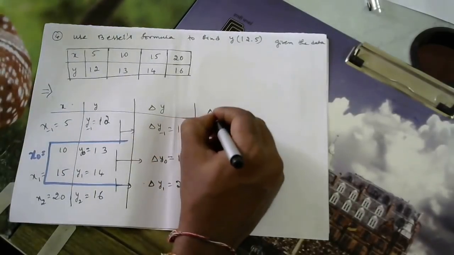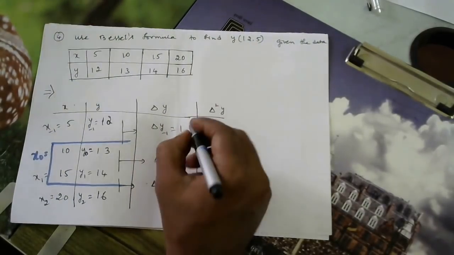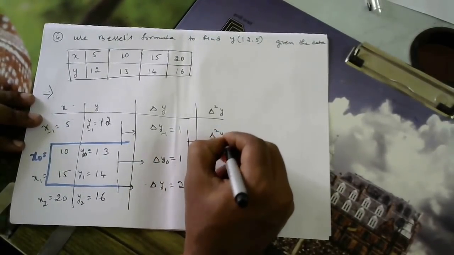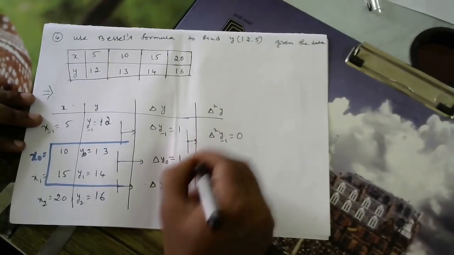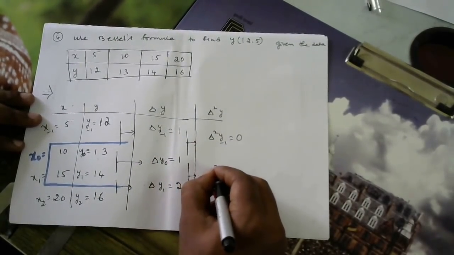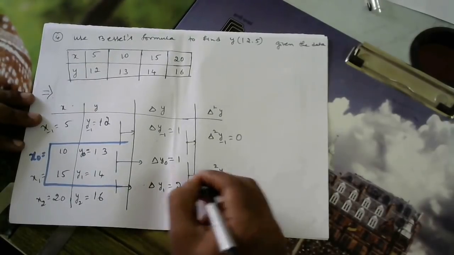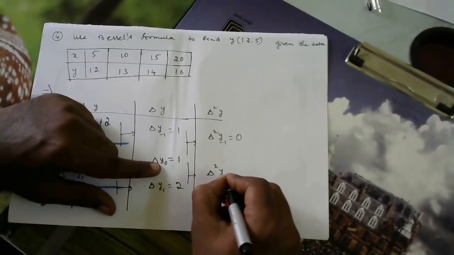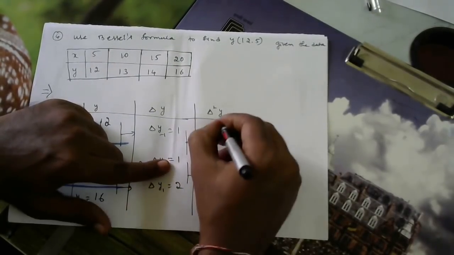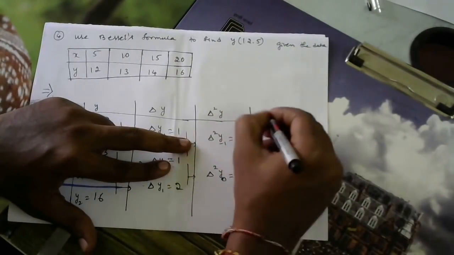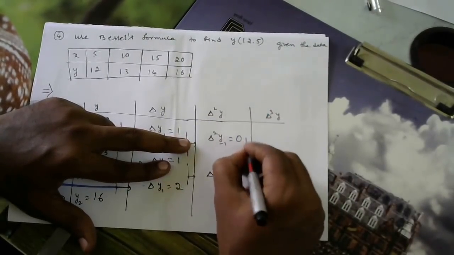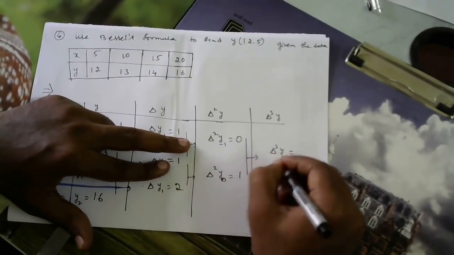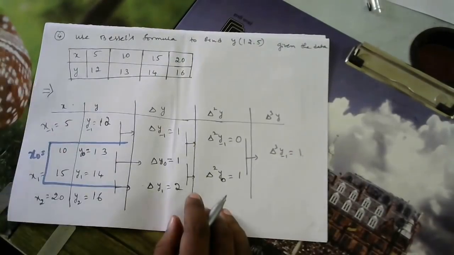So delta square y, what do you get? These two differences. Delta square y of x minus 1, 1 minus 1 gives 0. And delta square y of x, 2 minus 1 gives 1. And delta cube y of x minus 1, 1 minus 0 gives 1.